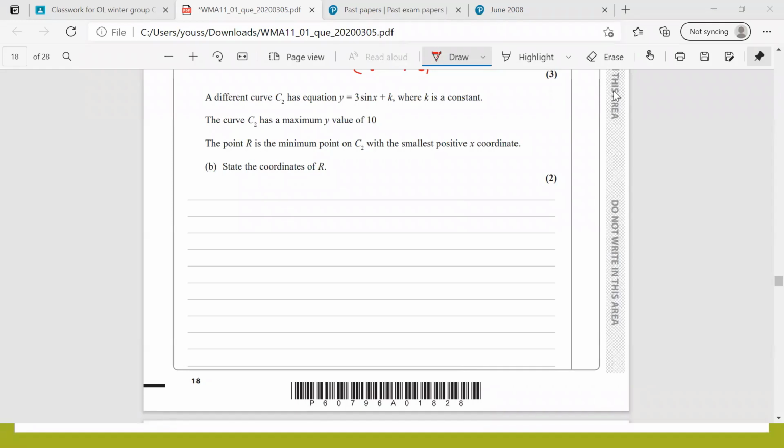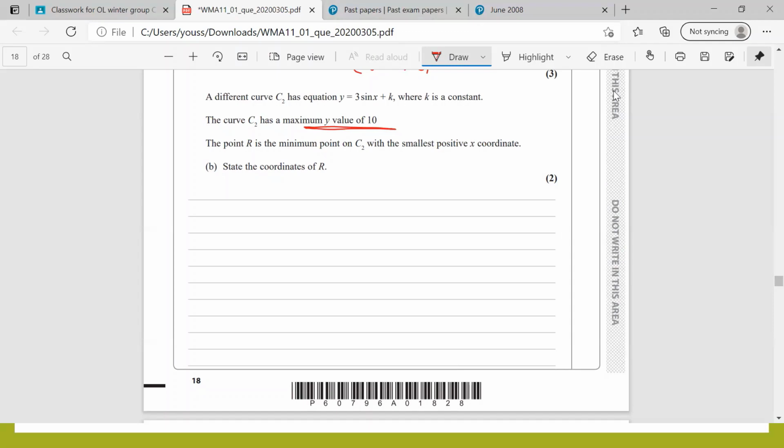Regarding part B, it says a different curve C2 has equation y equals 3 sine x plus k, where k is a constant. The curve C2 has a maximum y value equals 10, so y equals 10 as the highest value. Point R is the minimum point of C2 with the smallest positive x coordinate. State the coordinates of R, and we need to find R in here.